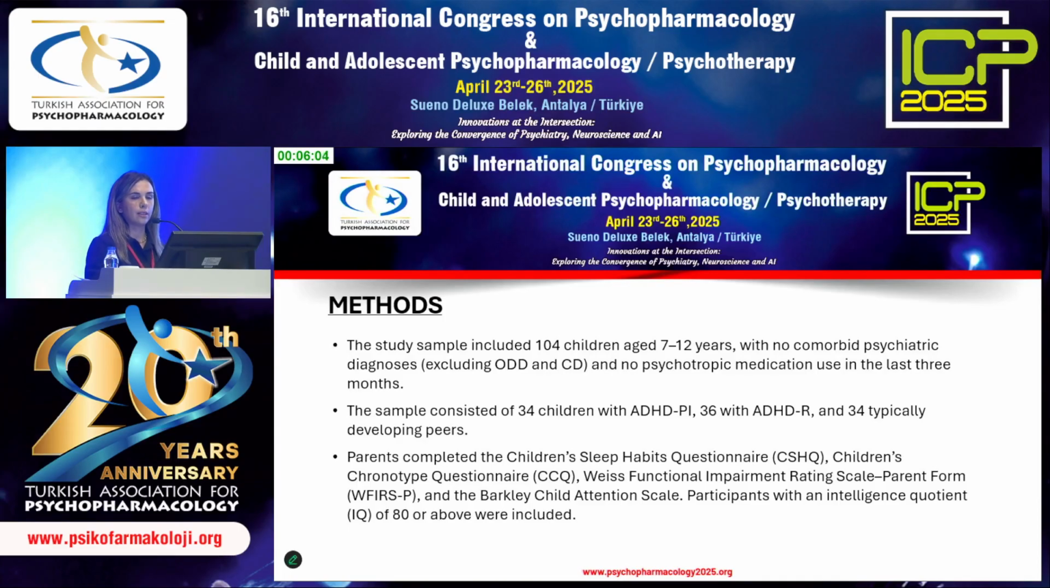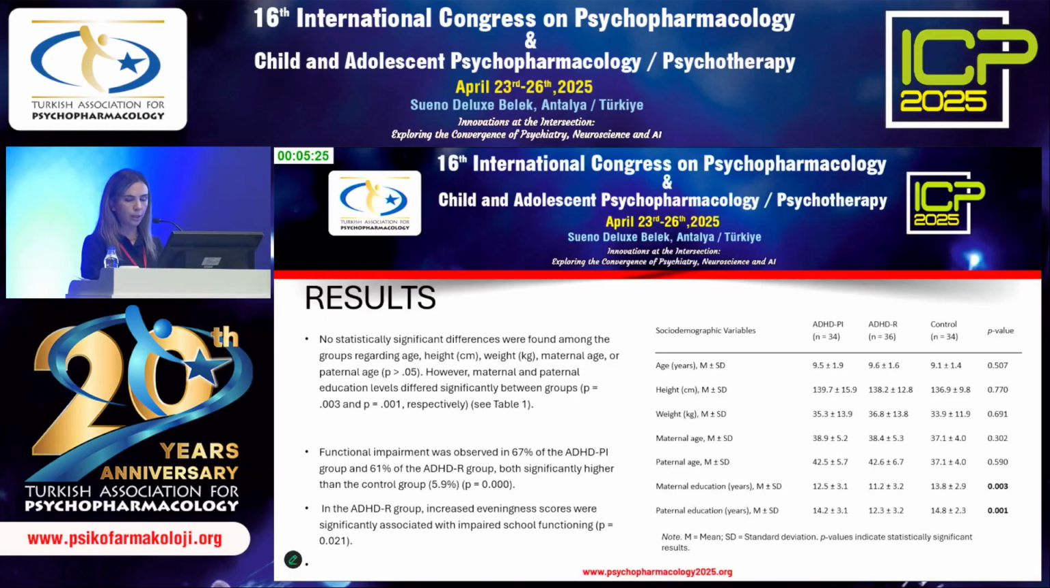So, what methods did we use in our study? First of all, the study sample included 104 children aged 7 to 12 years old with no comorbid psychiatric diagnosis, excluding ODD and CD, and no psychotropic medication use in the last 3 months. The sample consisted of 34 children with ADHD-PI, 36 with ADHD-R, and 34 typically developing peers. The parents completed the Children's Sleep Habits Questionnaire, the Children's Chronotype Questionnaire, the Functional Impairment Rating Scale parent form, and the Berkeley Child Attention Scale.